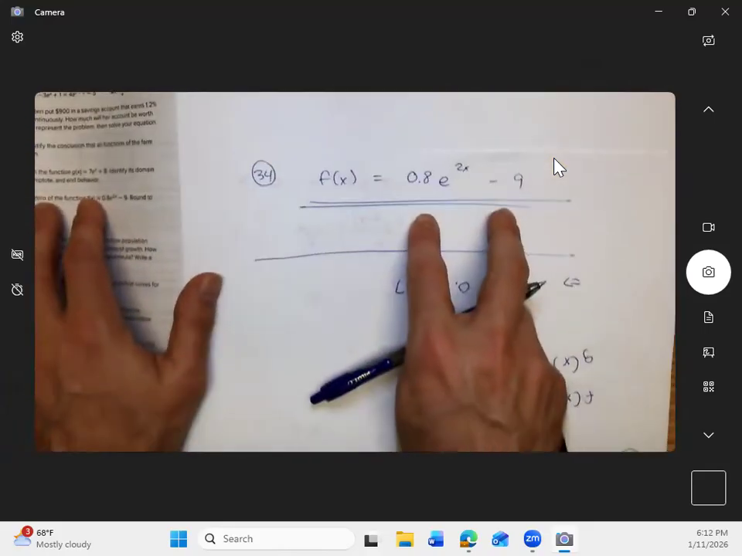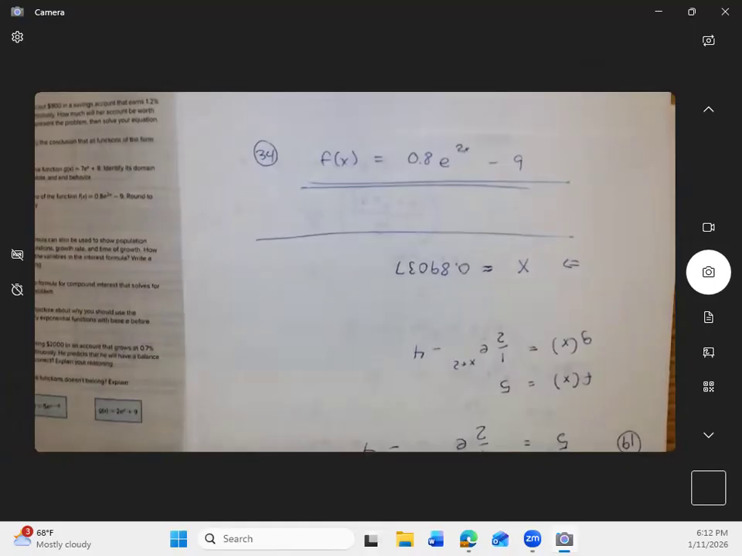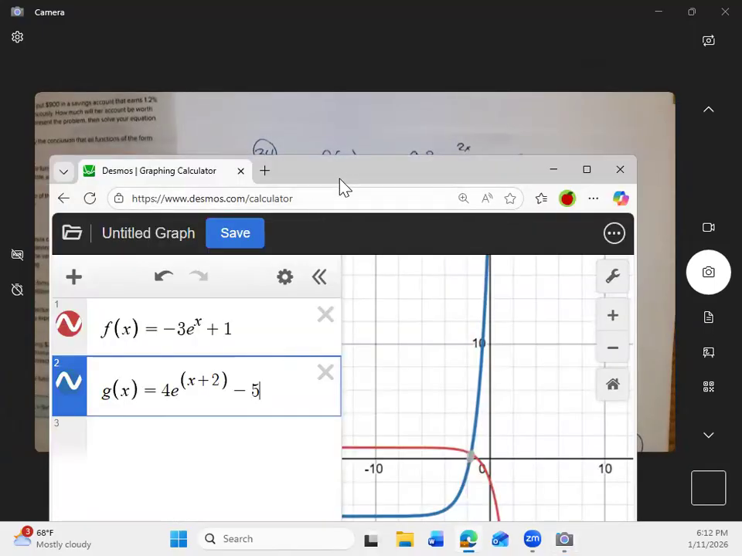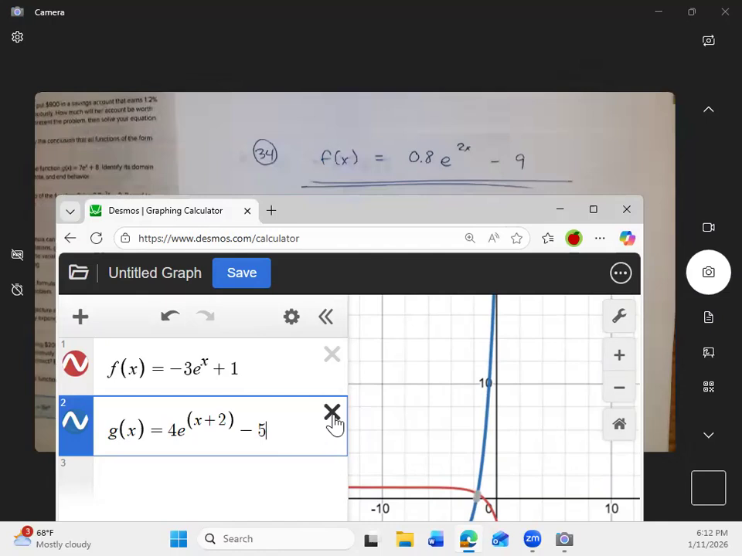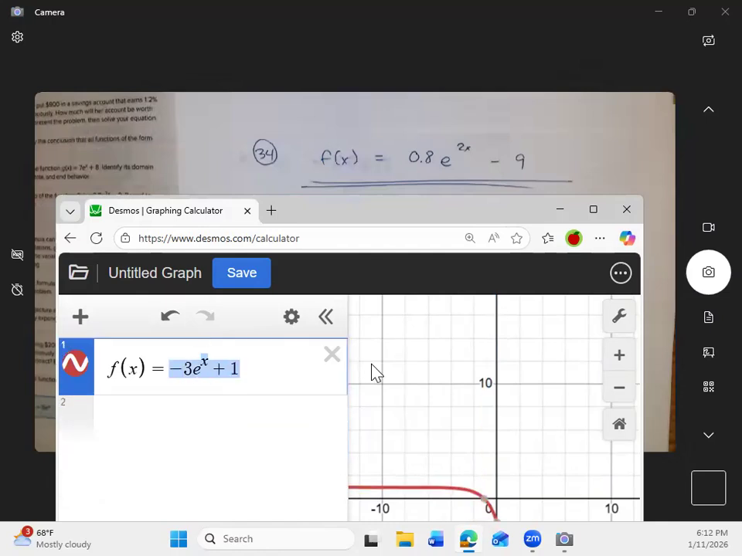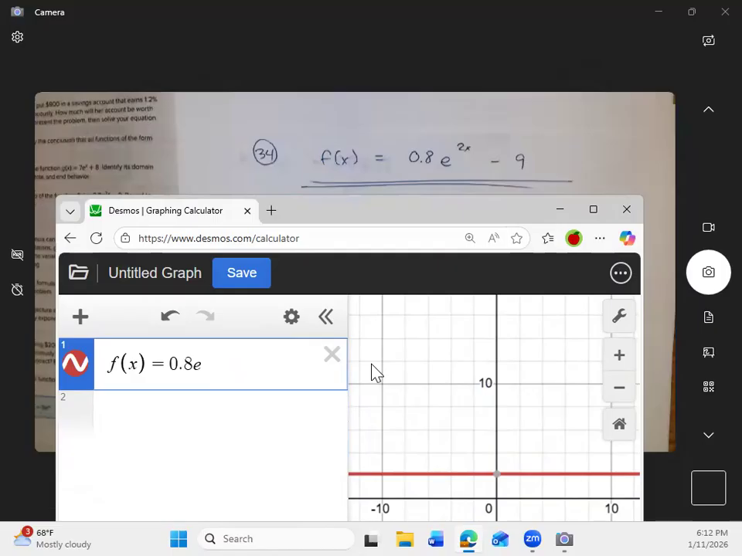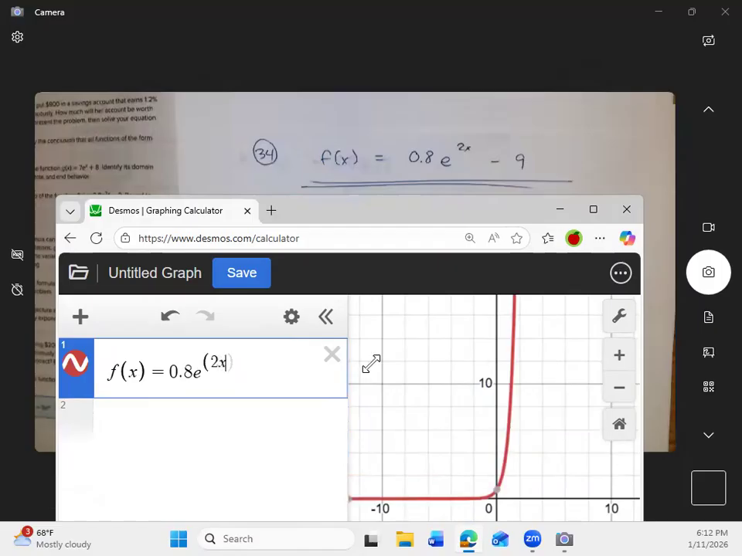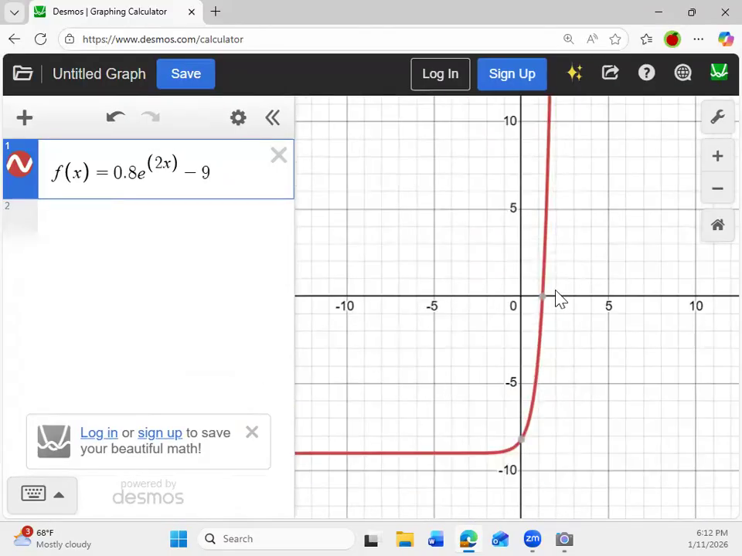Now I'll type that into Desmos. And when it says find the zero, that's the same thing as finding the x-intercept. So f of x equals 0.8 times e to the power of 2x, and then the whole thing minus 9. Wherever this curve crosses the x-axis is the zero. There it is, about 1.21. So x is approximately 1.21. And there you go. That closes out 7-3.